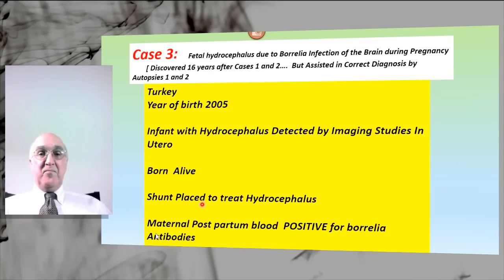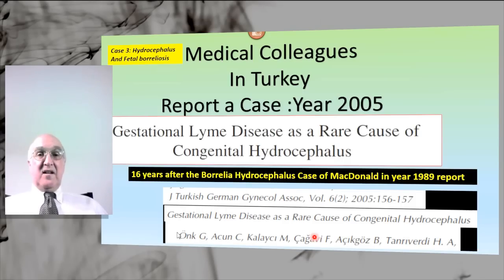Case number 3. This occurred 16 years after case number 1 and 2. Those cases I diagnosed and wrote up. This case came from Turkey, and the year was 2005. It was an infant with hydrocephalus detected by imaging studies in utero. The baby was born alive. A shunt was placed to treat the hydrocephalus. The baby is still alive. And postpartum, that means after delivery, the mother's blood was tested and was positive for Borrelia antibodies. So they wrote it up as gestational Lyme disease.